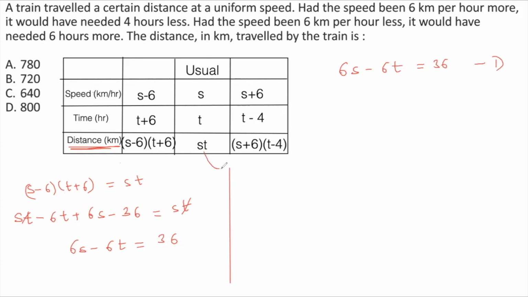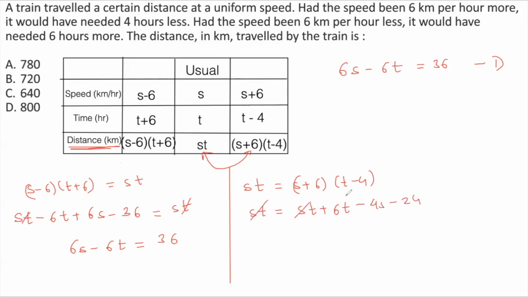Similarly, let's equate the distance in the second and the third case. I will get st is equal to (s + 6) into (t - 4). So the left-hand side being st, the right-hand side will be s into t plus 6 into t minus 4s, and 6 into minus 4 is minus 24.